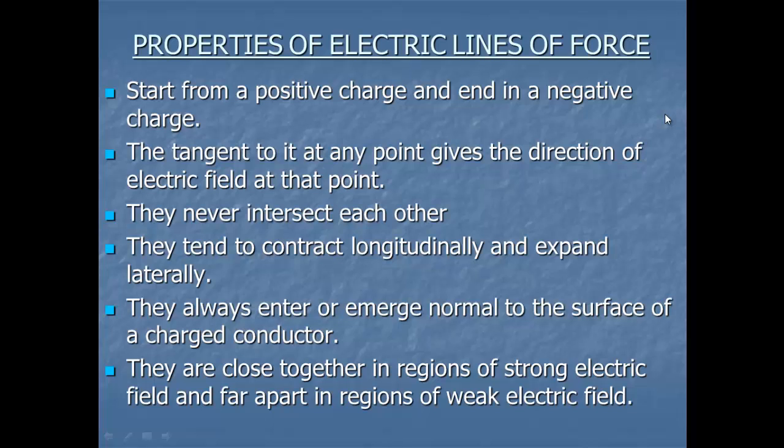Properties of electrical lines of force. The electrical lines of force start from a positive charge and end in a negative charge. The tangent to it at any point gives the direction of the electric field at that point. Electrical lines of force never intersect each other. They tend to contract longitudinally and expand laterally. They always enter or emerge normal to the surface of the charge, and they are always close together in the region of strong electric field and far apart in the regions of weak electric field.